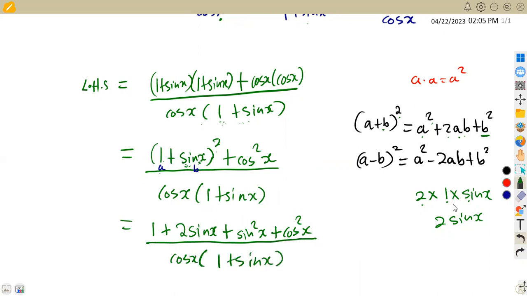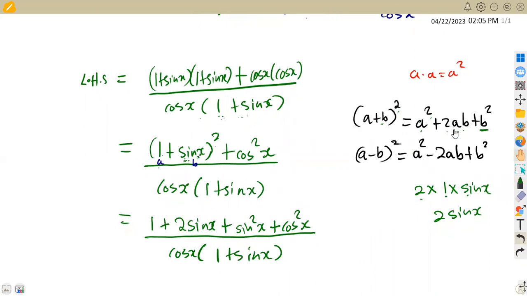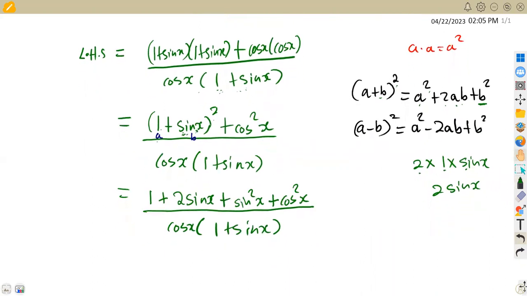the sine of x. Never be tempted to cancel at this stage, because in the numerator, the terms that we are having are like an expression. So you can't cancel anything. Don't be tempted to cancel cos squared and cos x, because this is an expression. So we can simplify further.